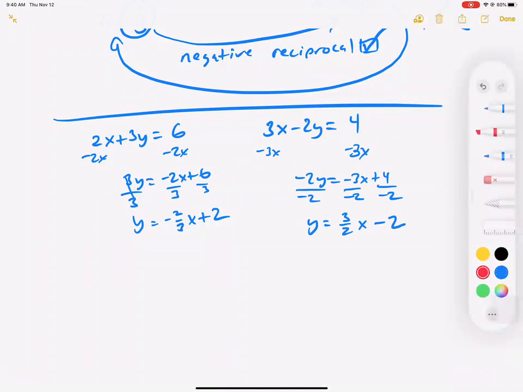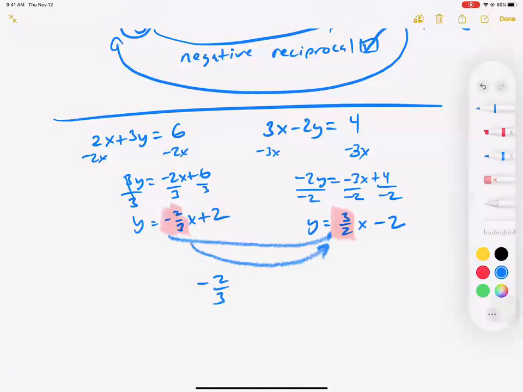Mr. Ko, positive 2 and negative 2 aren't the same. That's not what we're looking for in perpendicular. We're looking specifically at the slope. And is the slope a negative reciprocal? Flip 2 over 3. Does that become 3 over 2? Yeah. And a positive becomes a negative? Yeah. These are perpendicular. So negative 2 over 3 becomes 3 over 2. Yeah, that's my slope. So yes, perpendicular.